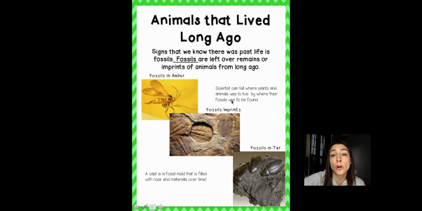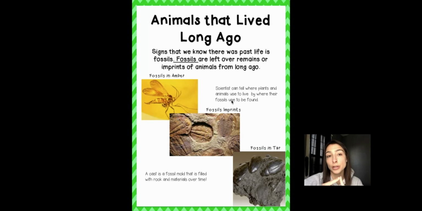Scientists can also tell where plants and animals used to live by where their fossils are found. Some animals, if they are found by those plants, maybe they used to eat those plants as some of their food. And then there's three types of fossils that you can find.